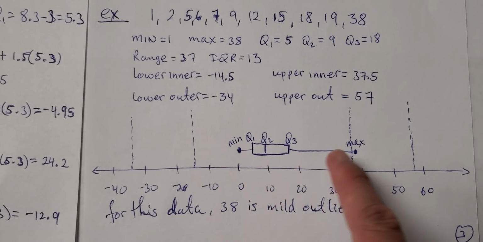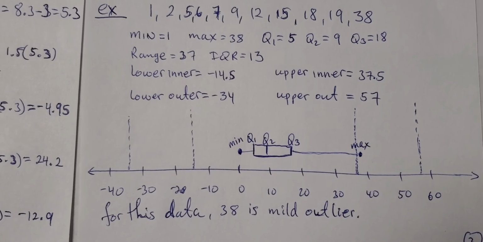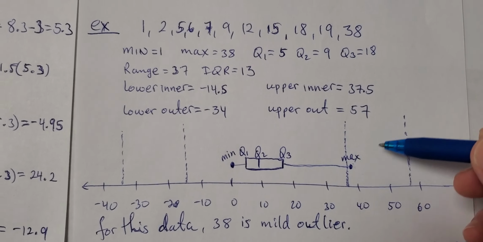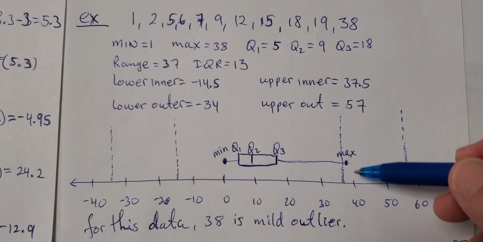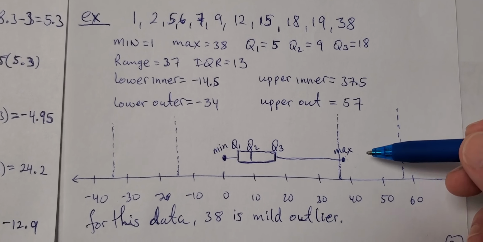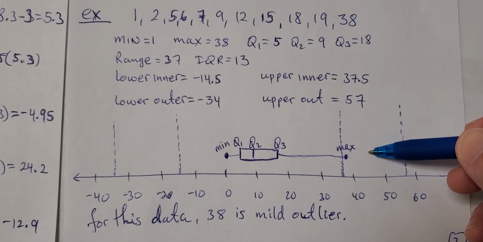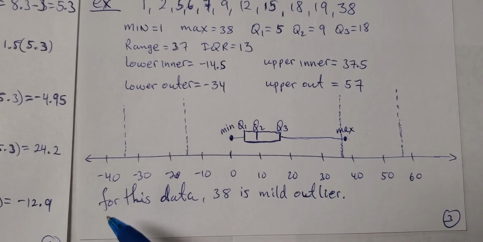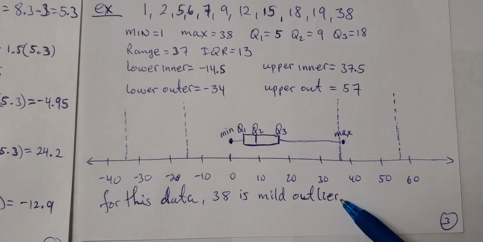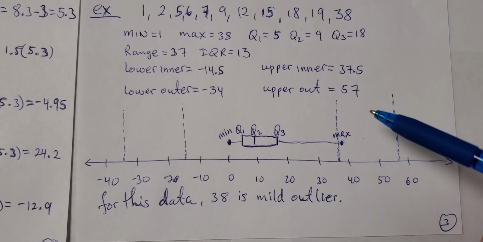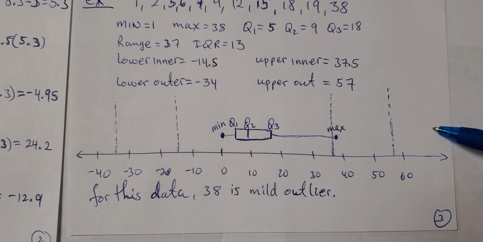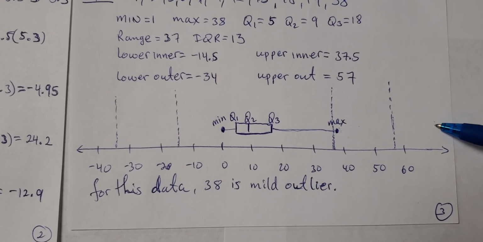Now, according to our graph, as you can see, this dot right here is my max. However, this dot is in this area and it is considered the outlier. And since it is in this area, it is considered the weak outlier or mild outlier. Okay, so for this data, number 38 is a mild outlier or weak outlier. Why? Because it's in this area. Assuming that this number was way over here, then you would say strong or extreme outlier.